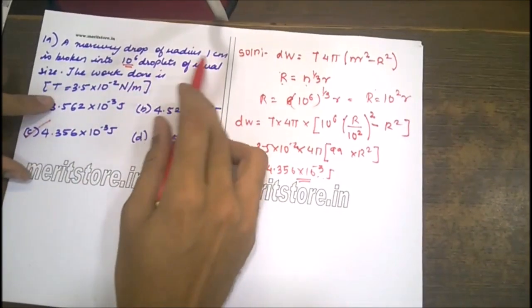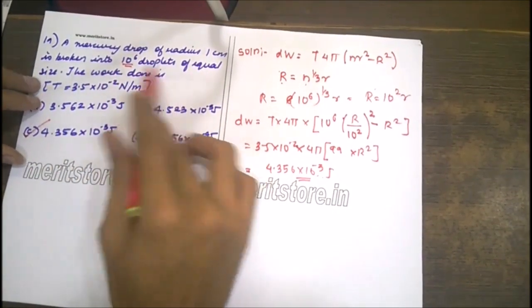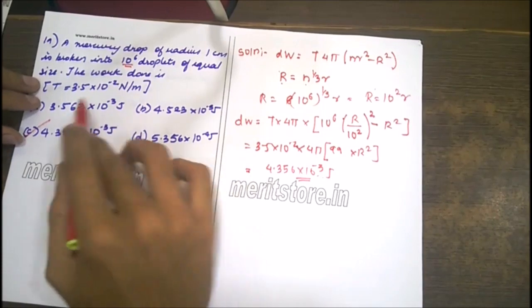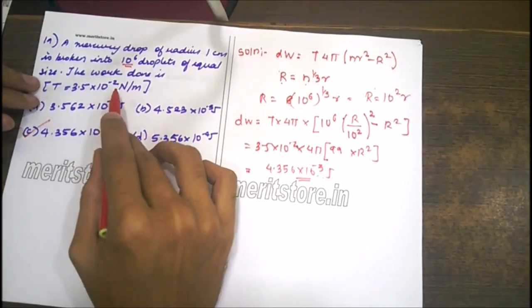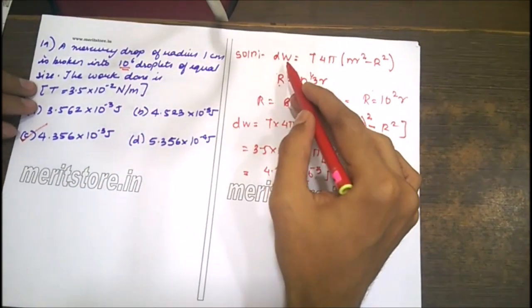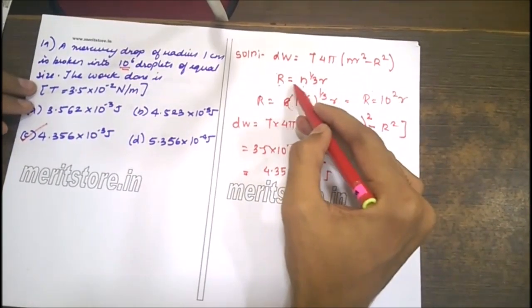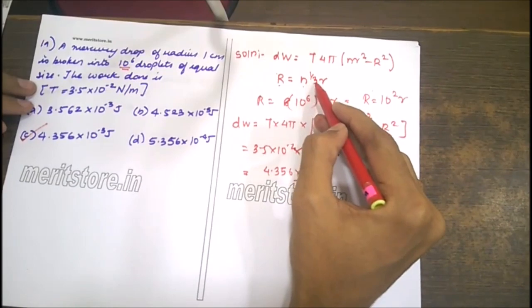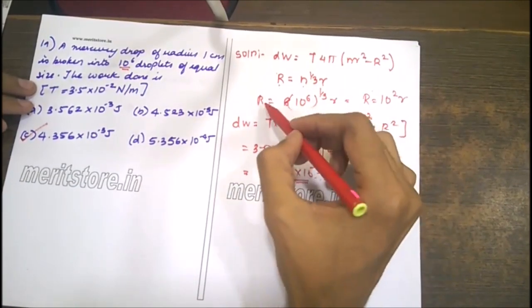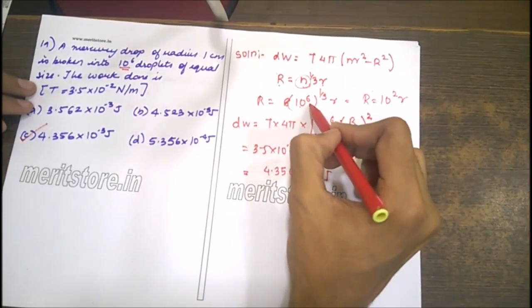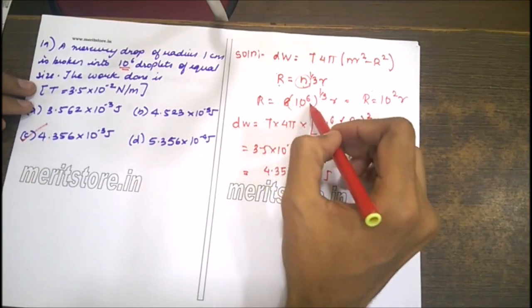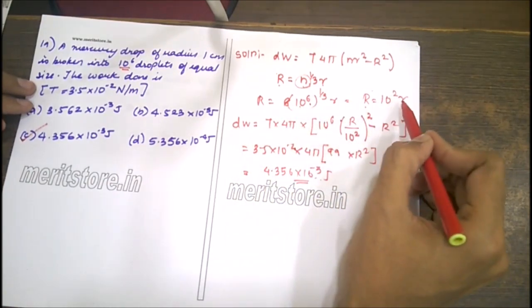A mercury drop of radius 1 cm is broken into 10 raised to 6 droplets of equal size. Find the work done, where the surface tension is given as 3.5 into 10 to the power minus 2 Newton per meter. So work done dW is equal to T into 4 pi into n r square minus R square, where r becomes equal to R times n to the power minus 1 by 3. Here the number of droplets is 10 raised to the power 6, so we put 10 to the power 6 as n. We get r equals R upon 10 to the power 2.